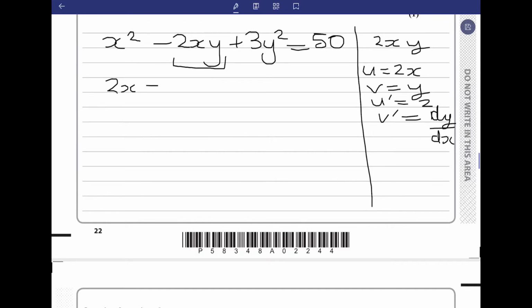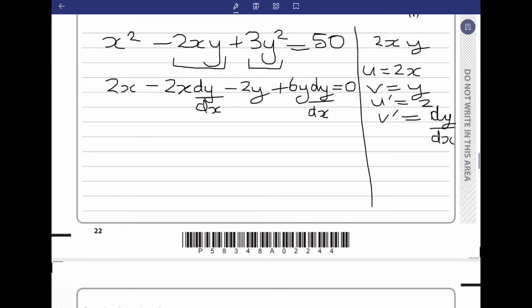And we actually get, by the product rule, u times v primed plus v times u primed. So we get 2x dy by dx minus, v u primed, 2y. Again, similarly, to differentiate this 3y squared, we use implicit differentiation again, and we get 6y dy by dx. And then 50 goes to 0 because it's a constant.